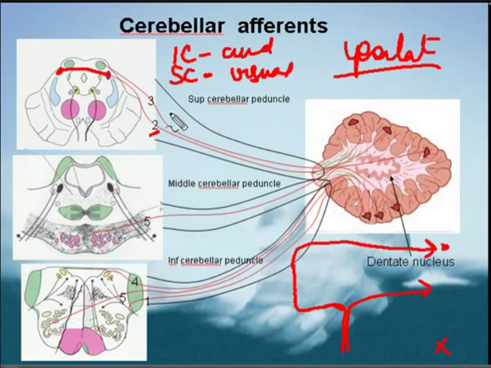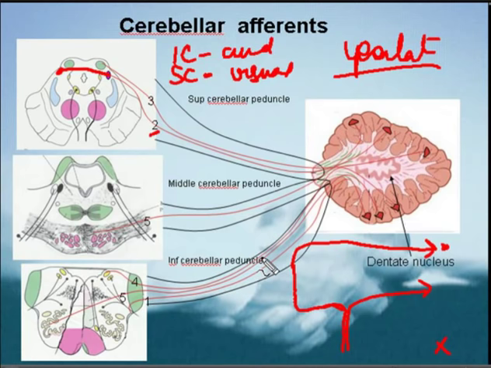Then we have fibers which go from the vestibular nuclei. This is for balance, and this is the most primitive part. So number 4 are fibers going from the vestibular nuclei, passing through the inferior cerebellar peduncle and then going to the cerebellum.